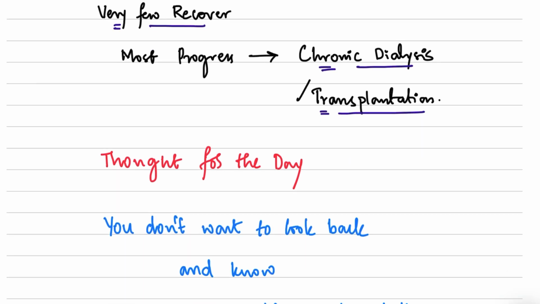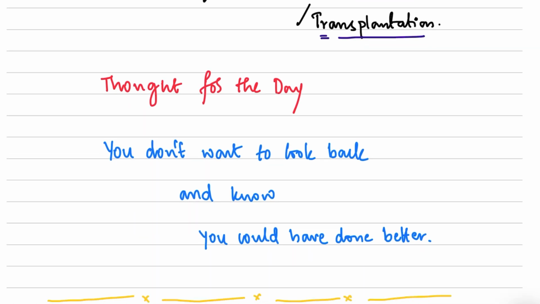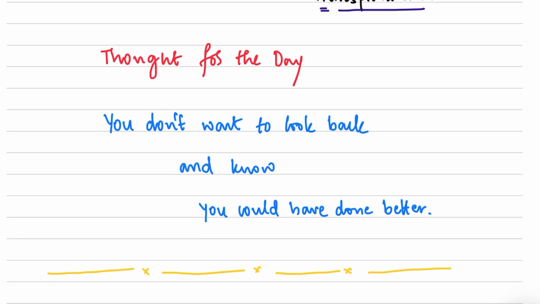So finally, ending the lecture with the thought for the day. What is the thought for today? You don't want to look back and know that you could have done better. So whatever you're doing right now, studying, everything is peaceful and better. Sometimes, whatever you do, you don't want to look back in the future and think, yes, I could have studied something, I could have done that day. You don't want to regret that. So the thought for the day is, you don't want to look back and know that you could have done better. So do your best every day from today.